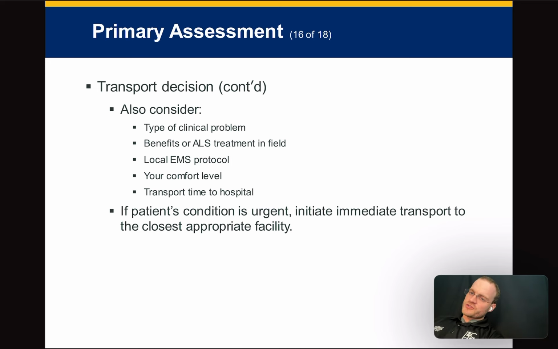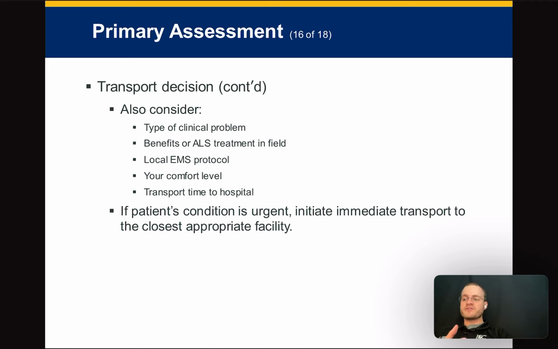So we could also consider the clinical problem. Are they followed by a specialist? Do they need immediate ALS care now? Your local protocol. So what is your medical director telling you to do with children? Does every child go to the pediatric center, or do they all go to the closest hospital? How comfortable are you with this type of care?